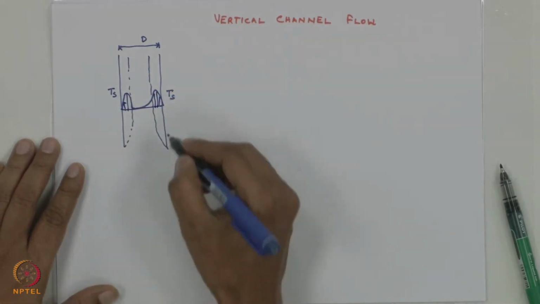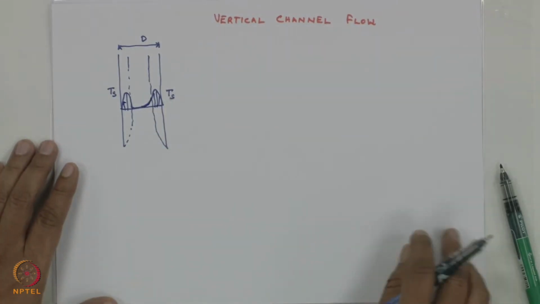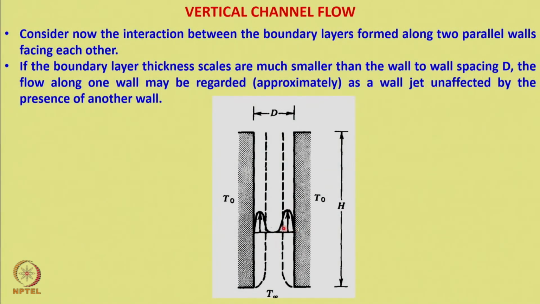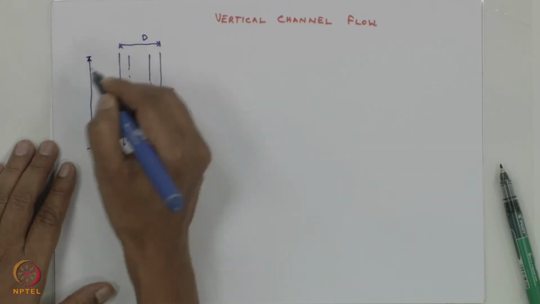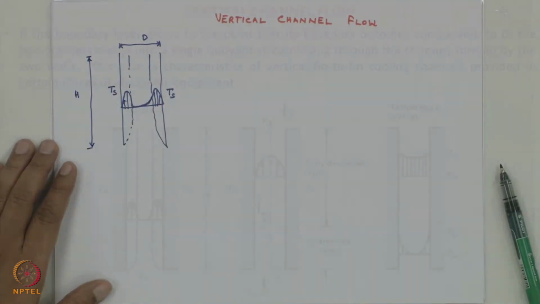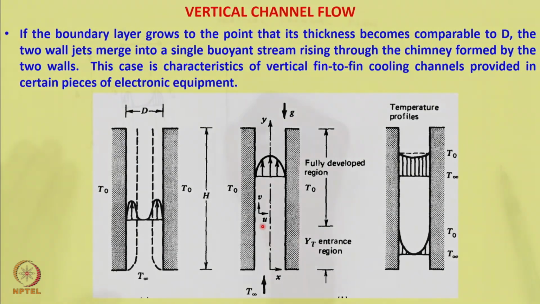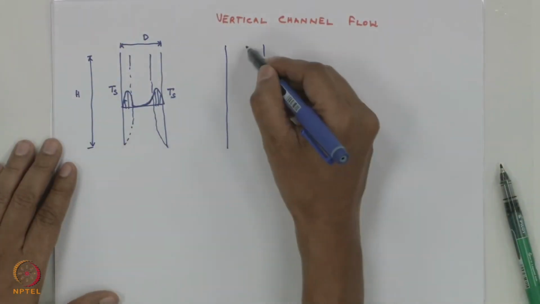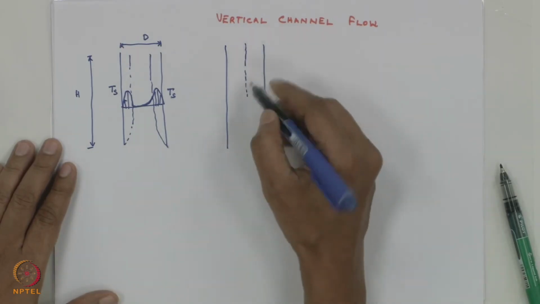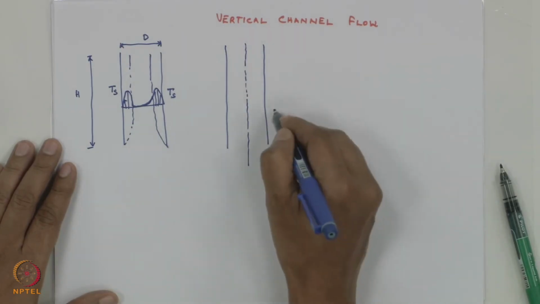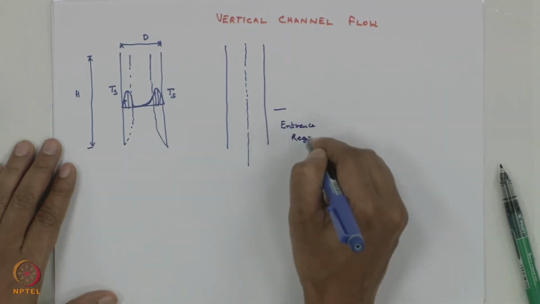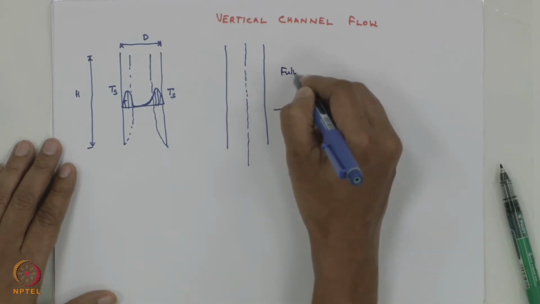Okay. So this is what is your velocity profile. If the figure is not clear, in the slides the figure is clear: this is the velocity profile, this is the temperature, and this is height h. But on the other hand, if I have brought these two plates close enough such that the boundary layers just merge at the center, till they merge it is the entrance region, and after they merge you have the fully developed region.